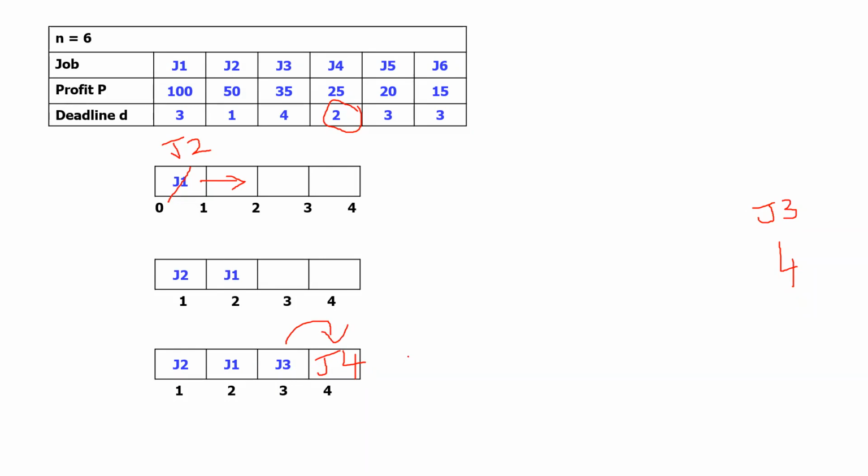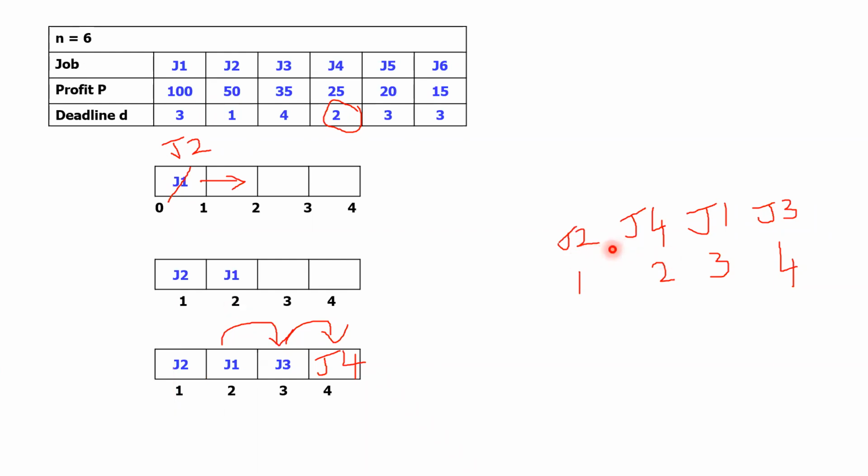Now, J1, can I move it to the right side? Yes, J1's deadline is 3, so I can move J1 to the right side. J1 is coming here in the third time unit. Now the second time unit is becoming free, so I can put J4 here in the second time unit and J2 will remain in the first time unit.